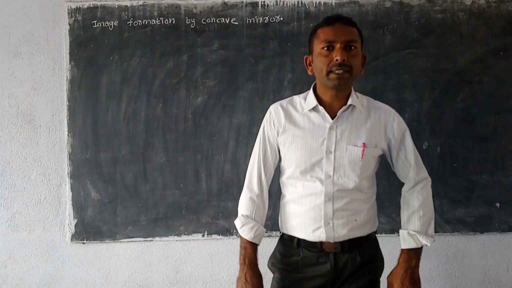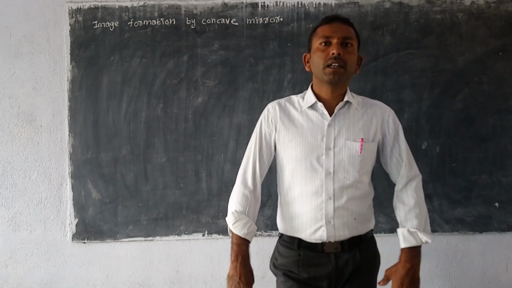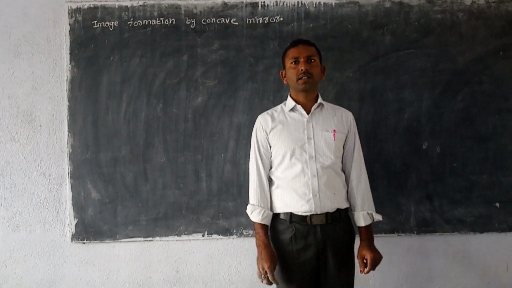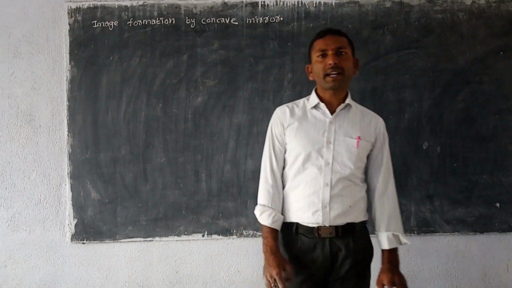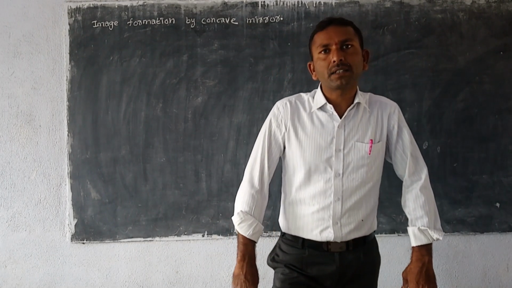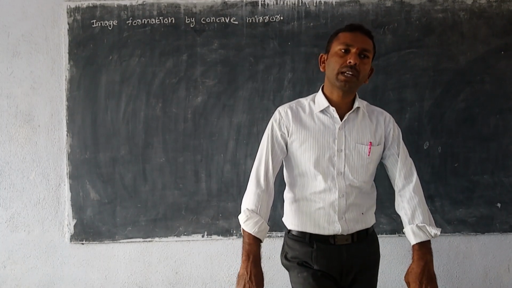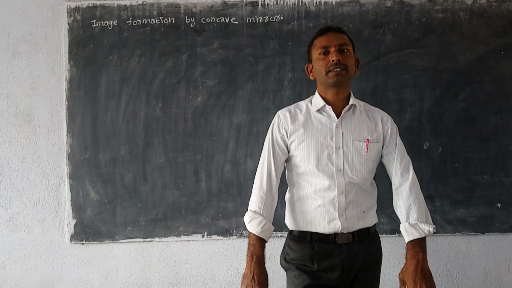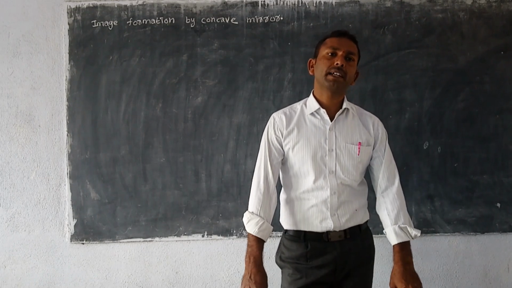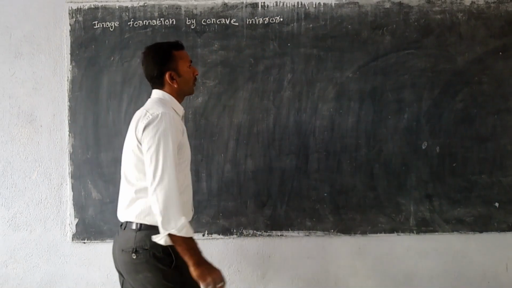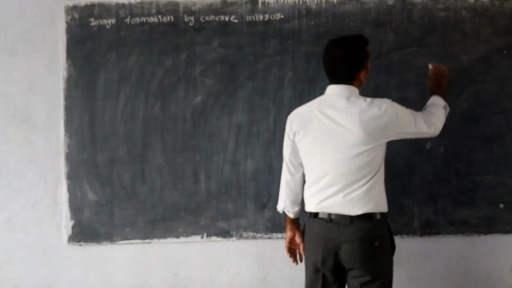Okay, today's topic is image formation by a concave mirror. How can we get the image on a mirror? How many light rays do we need to get an image of the object? Two light rays, at least two. If any two light rays intersect at a point, that will be the image of the object. So, let us find out how we can get the images on a concave mirror.